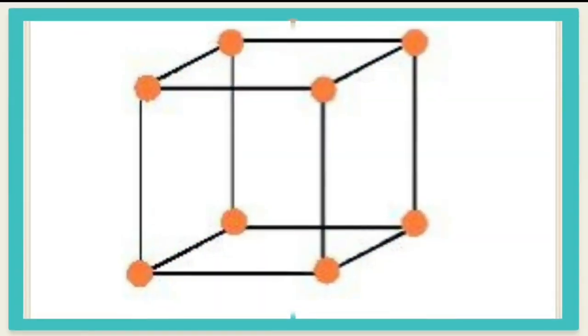Just like you can see in the image, this is a unit cell, and that orange color is the constituent particles, and they are present only at the corners, isn't it? All the 8 corners. So it is called a primitive unit cell. If a unit cell is like this, then we'll call it a primitive unit cell.